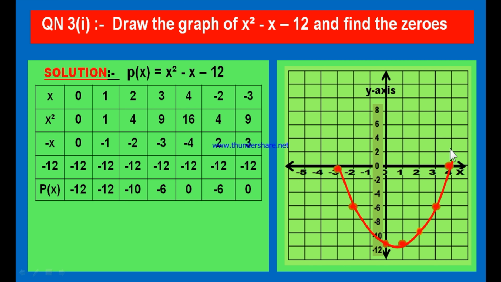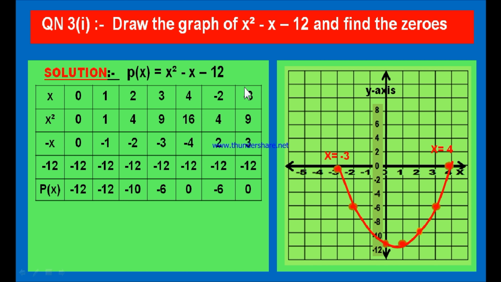Therefore, as this curve is meeting x-axis at 2 points, there are 2 zeros for this quadratic polynomial. The value of the first 0 is minus 3 and the value of the second 0 is plus 4. These are the 2 zeros. You see, x is equal to minus 3 is 1 zero and x is equal to 4 is the second zero for the given quadratic polynomial.